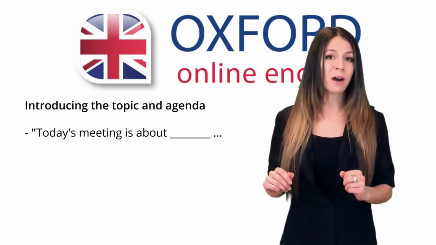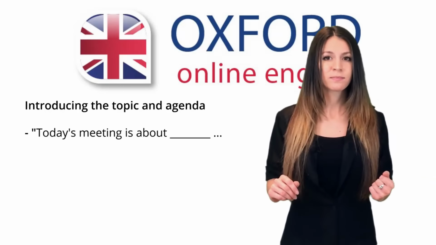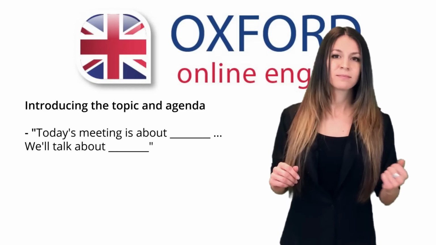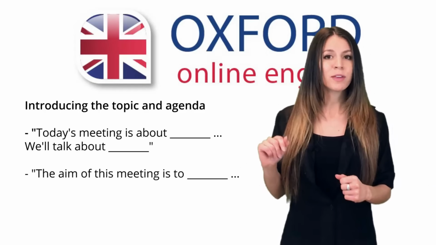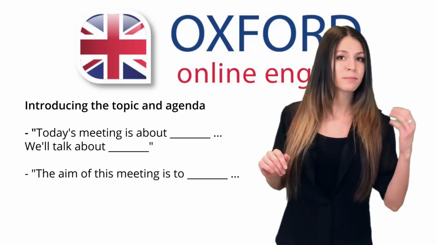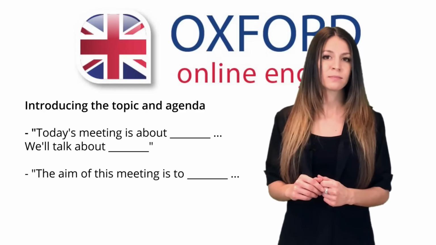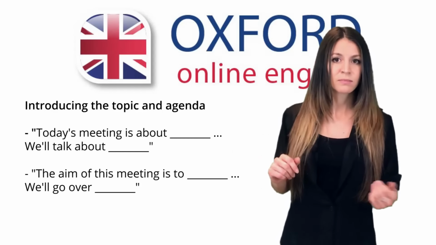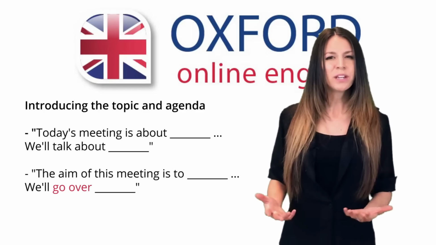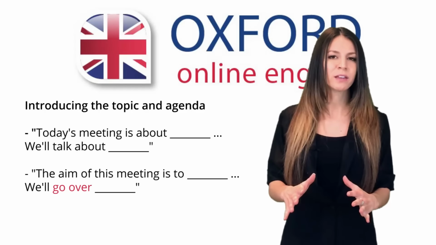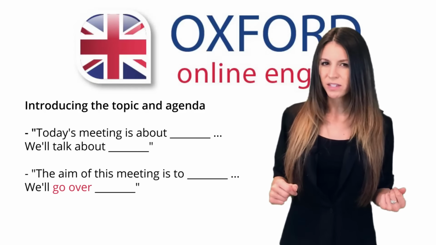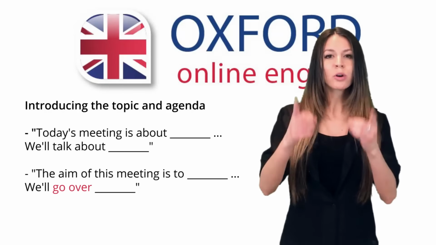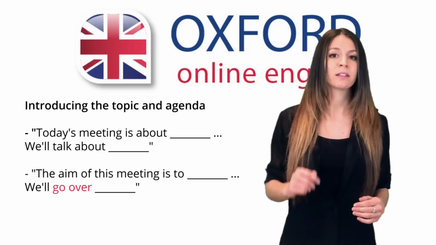Today's meeting is about, we'll talk about, the aim of this meeting is to, we'll go over. When you go over something, what do you think that means? It means to analyze or look at something carefully.